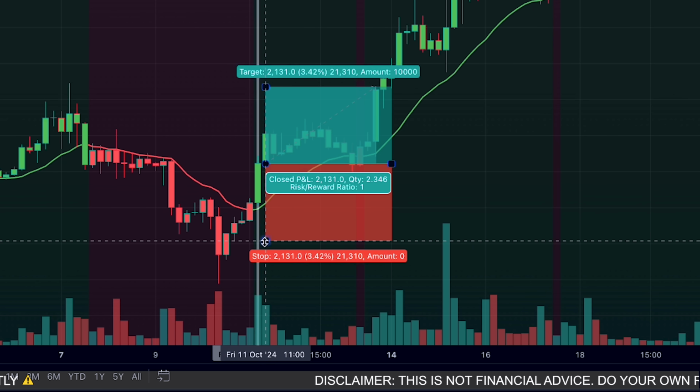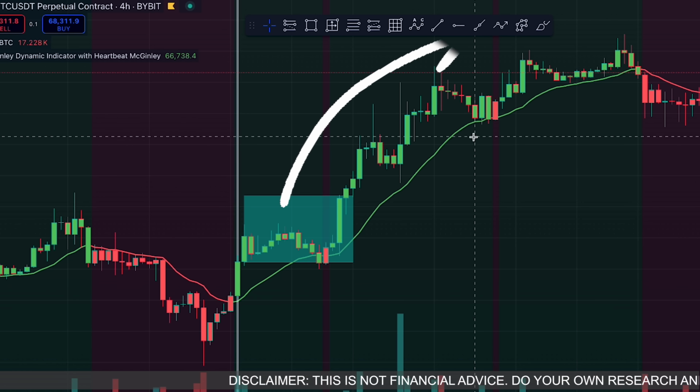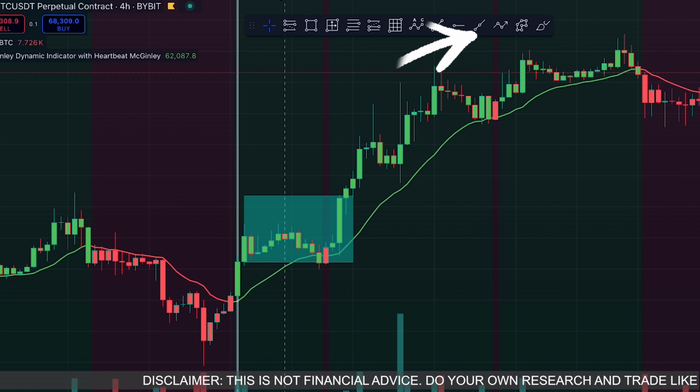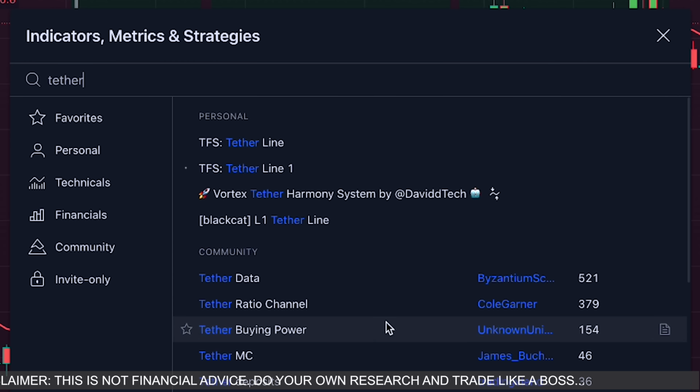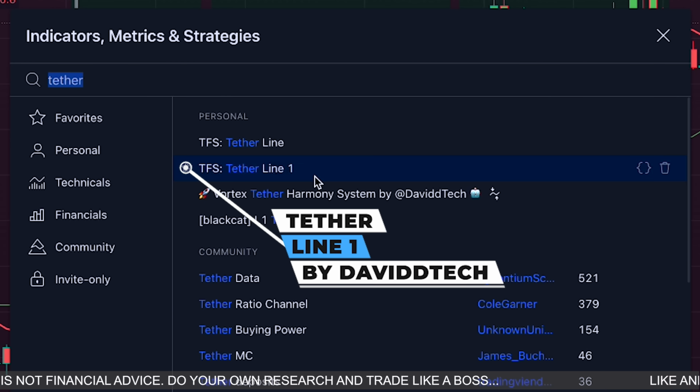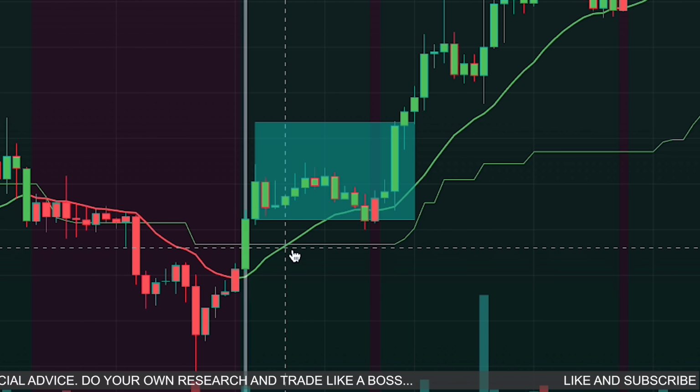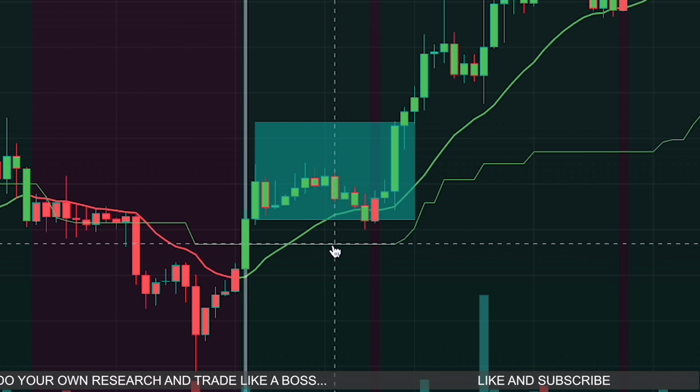We don't actually have a stop loss. We're going to be trailing our stop loss all the way up to the next reversal. So for this, we're going to be adding another indicator. We're going to be adding the Tether line 1 by DavidTech, this one just here. And this is a very, very good indicator for trailing stop losses.